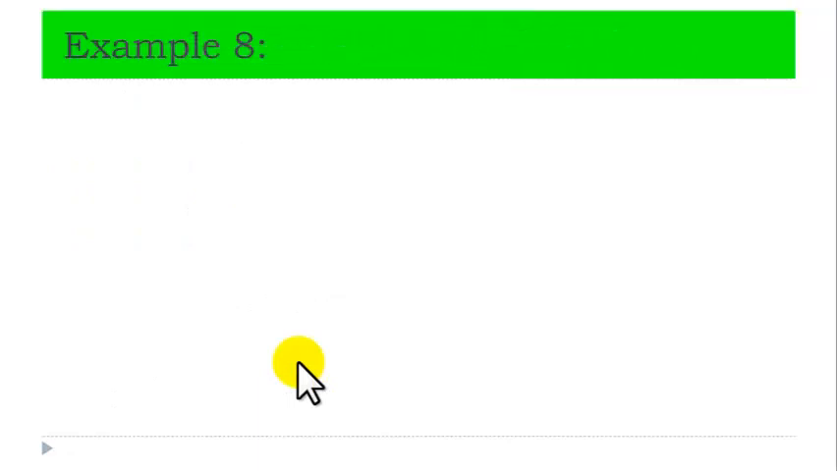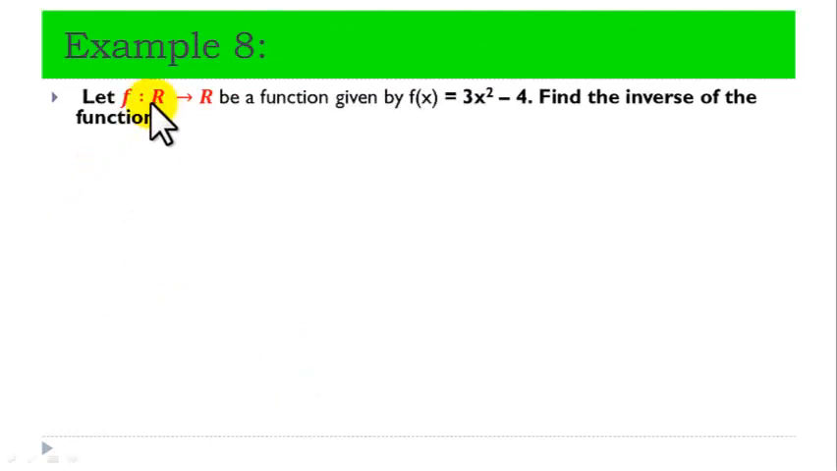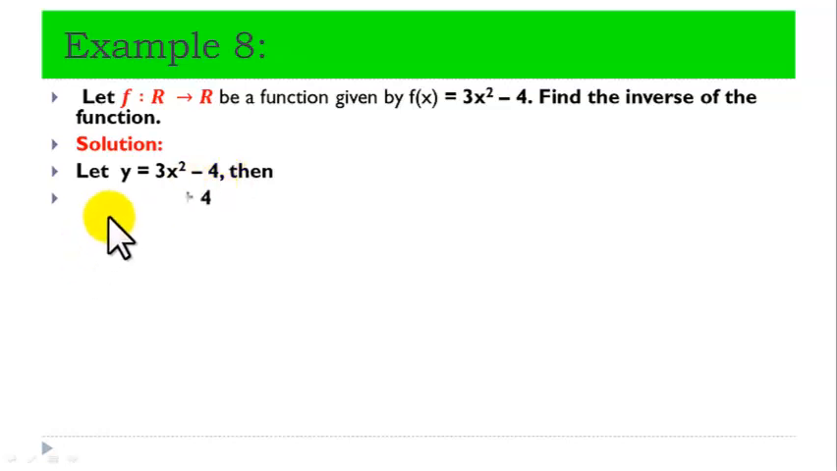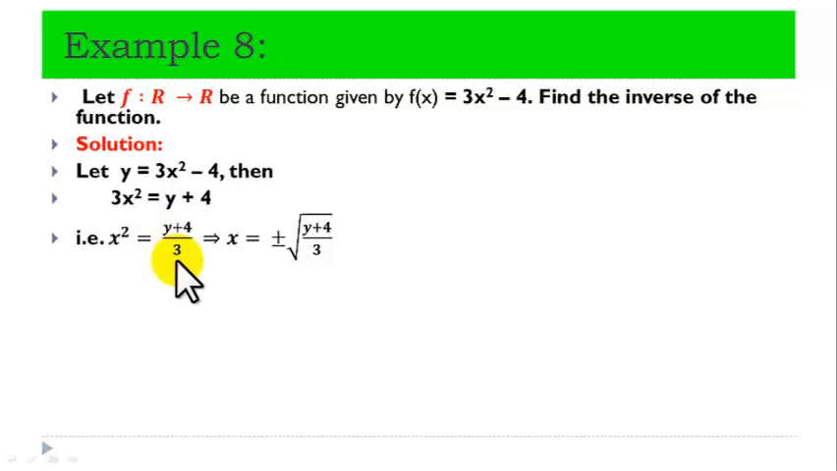Example 8. Let f from R to R be a function given by f of x equals 3x squared minus 4. Find the inverse of the function. Solution. Let y equal 3x squared minus 4. Then 3x squared is equal to y plus 4. Dividing both sides by 3, we obtain x squared equals (y plus 4) all over 3.